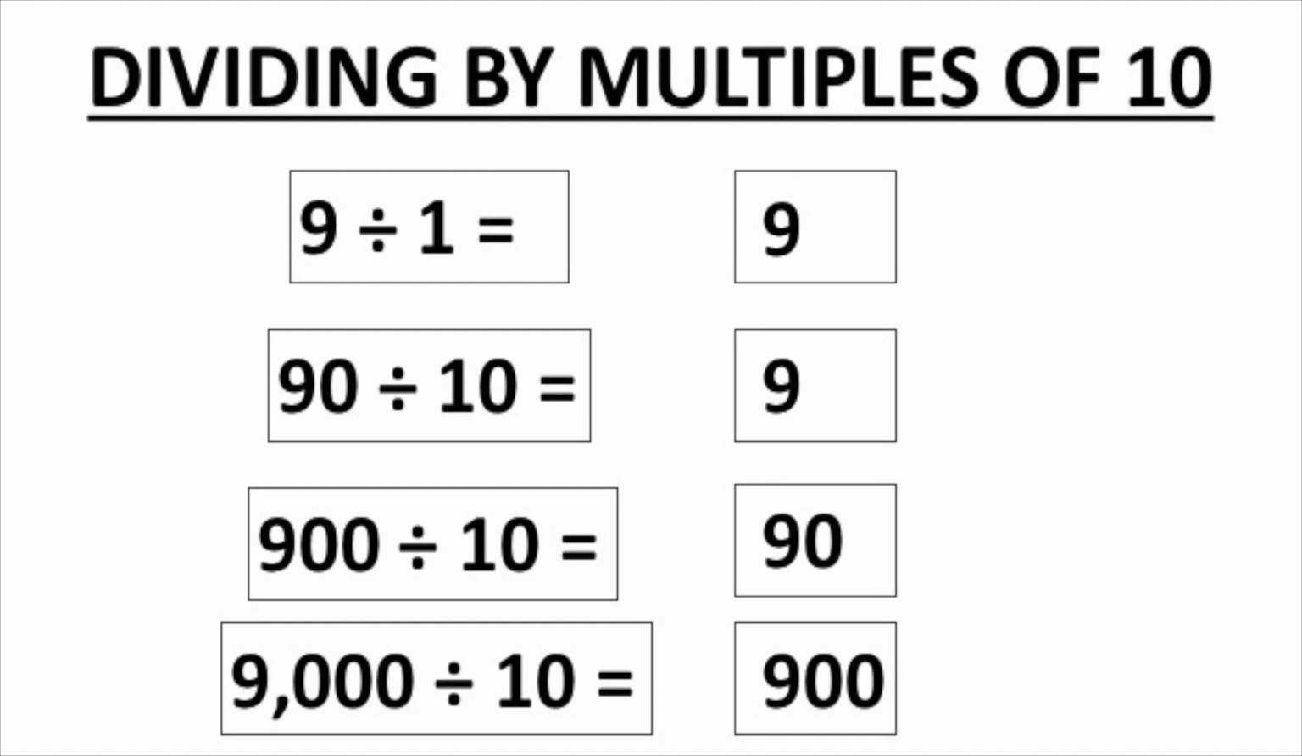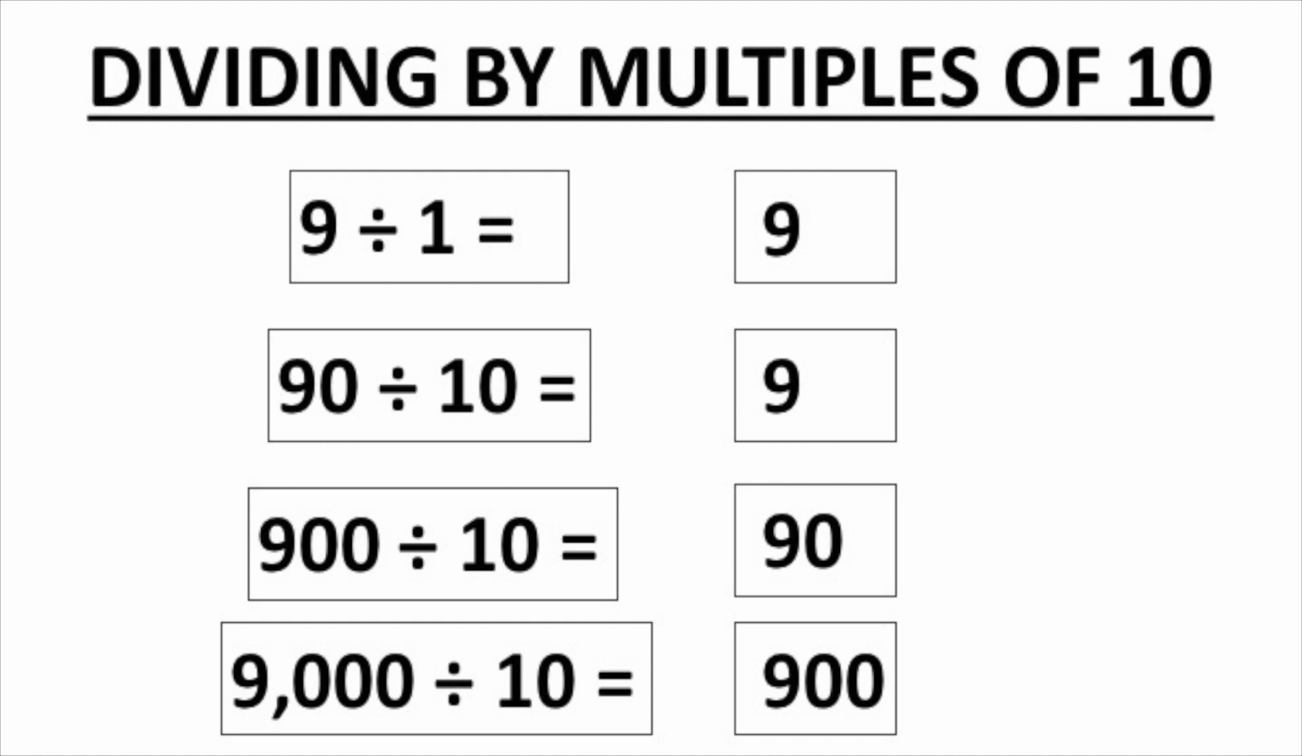90 divided by 10 still equals 9. But notice the zeros. 1 zero here, 1 zero here. So equal means the same answer. 90 divided by 10 equals 9. But next one, 900 divided by 10 equals 90.